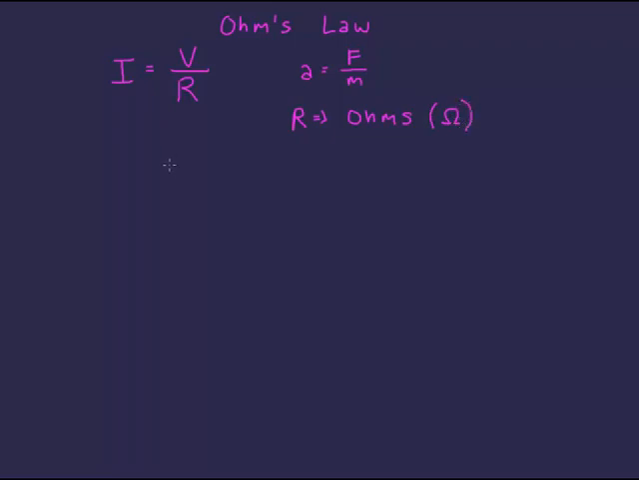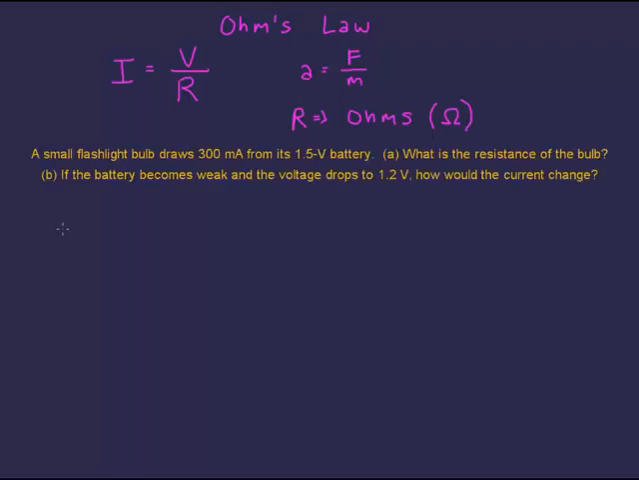Let's do an example, and then you can practice on your own. A small flashlight bulb draws 300 milliamps from its 1.5 volt battery. A, what is the resistance of the bulb? And B, if the battery becomes weak and the voltage drops to 1.2 volts, how would the current change? Alright, let's start off with A.